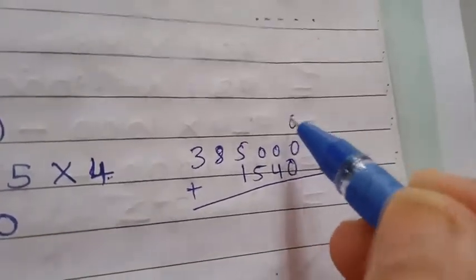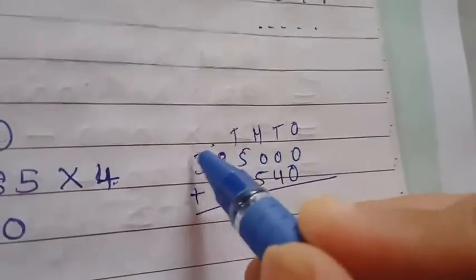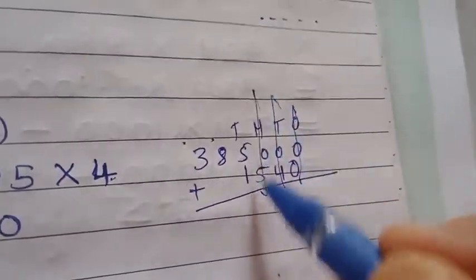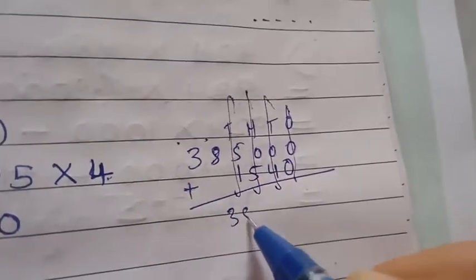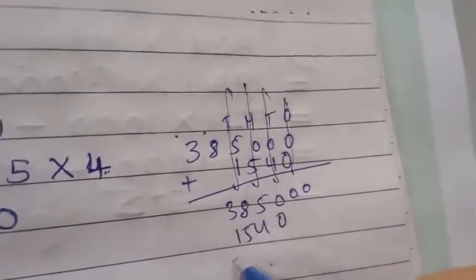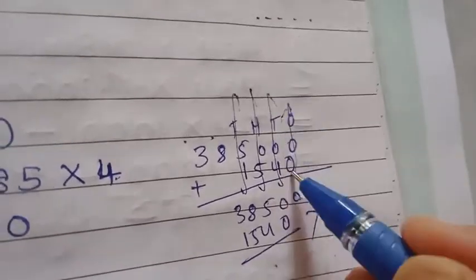But why ones, tens, hundreds, thousands, ten thousands, lakhs? Ones should come below ones, tens below tens, hundreds below hundreds, thousands below thousands. Many children, like last year, were doing it the wrong way. So how will you get the answer? Ones should be below ones. That is the way to add.